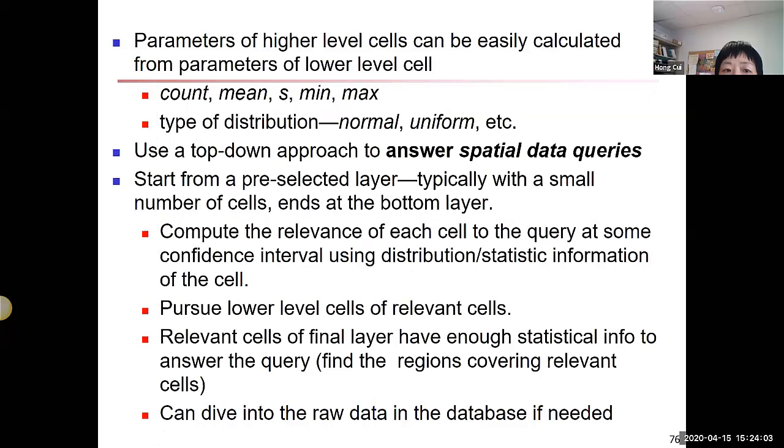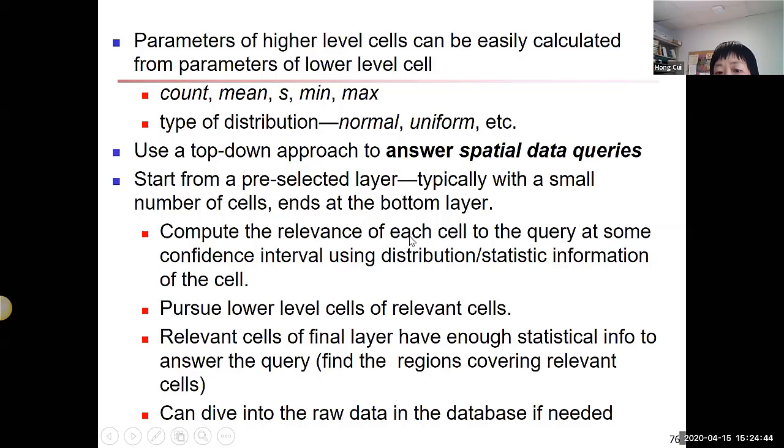And then when we answer the query, the parameters of the higher level cells can be easily calculated from the parameters of the lower level cells. You take the sum or the min, max and all that. And when we answer a spatial data query, we go with a top-down approach. So start from a pre-selected layer, typically with a small number of cells. And then we compute the relevance, look at the data saved within each cell and see whether the average matches what we want or relevant information is there.